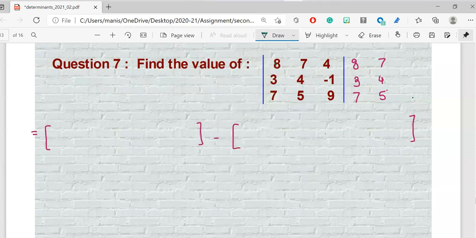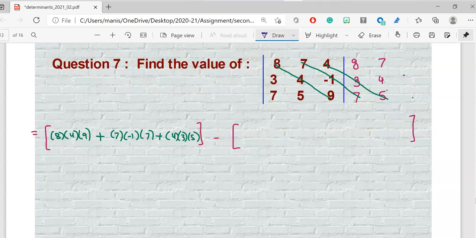I'm going diagonally, 8, 4, 9, 8 times 4 times 9 plus sign. 7 times negative 1 times 7 plus sign. The third one is 4 times 3 times 5. Okay, so I'm done with this part.